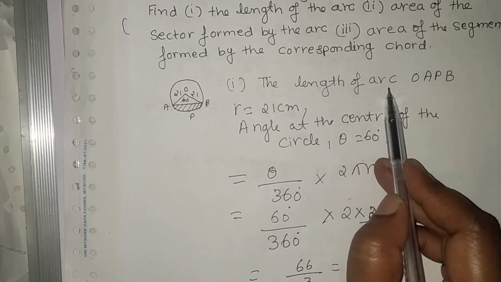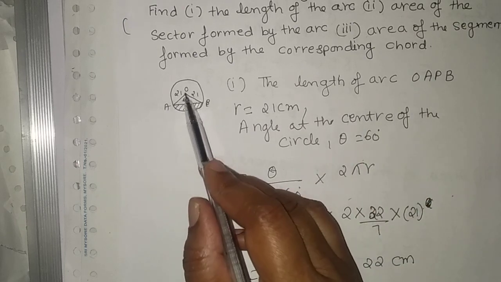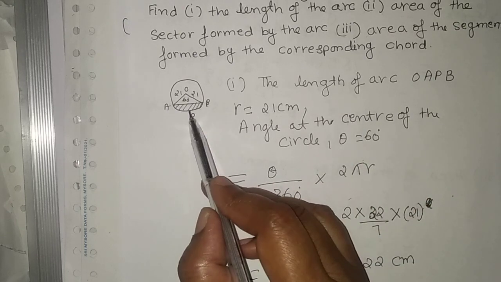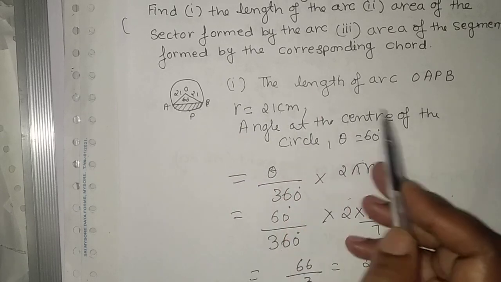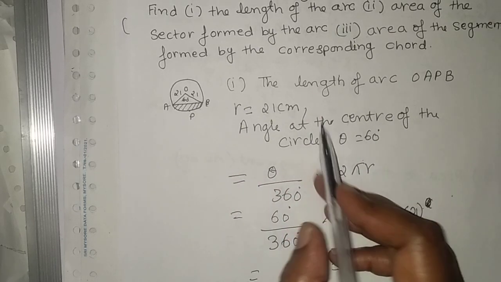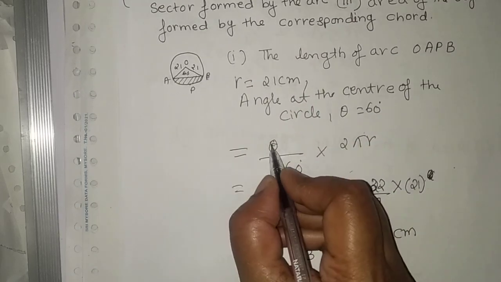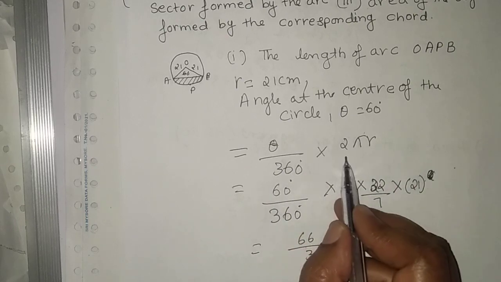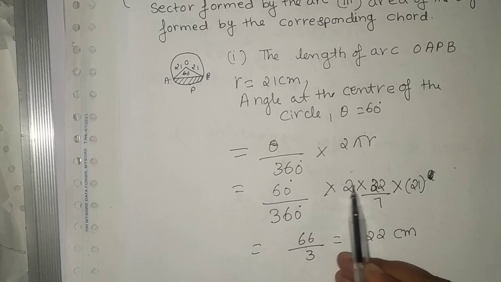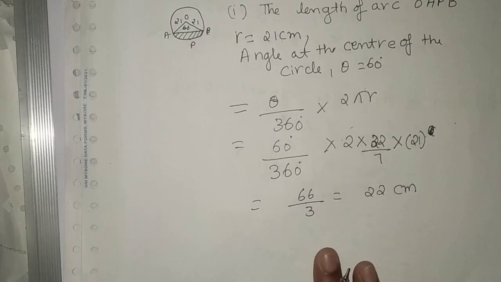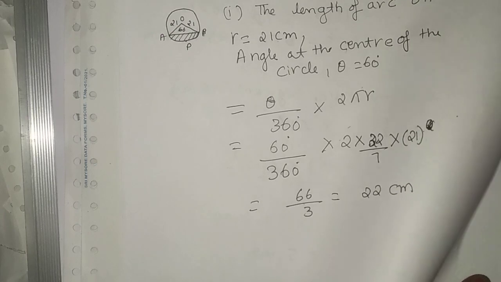So what is the first question? The length of the arc OAPB, the length of this arc we have to find out. Radius is given, and the angle at the center of the circle is given as theta, 60 degrees. So what is the formula? Theta by 360 into 2 pi r. So 2 pi r we substituted here, and we got 66 by 3, that is 22 centimeters.